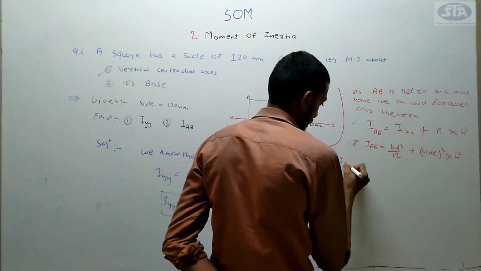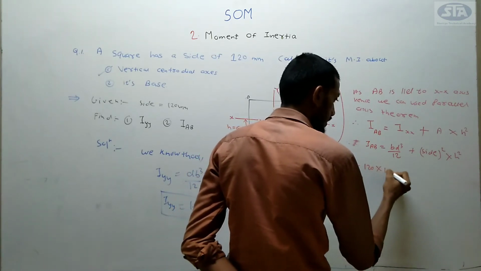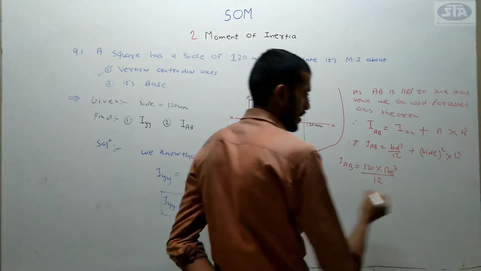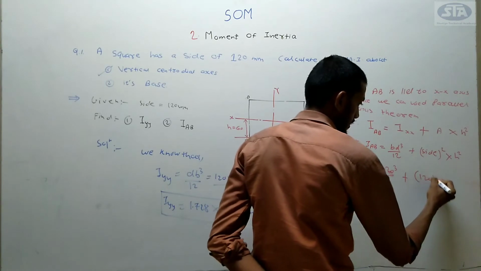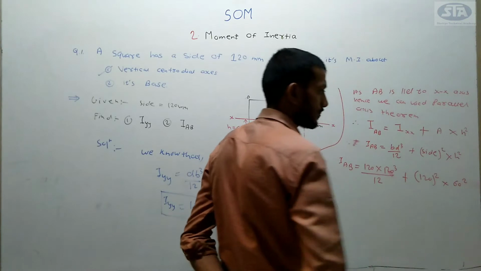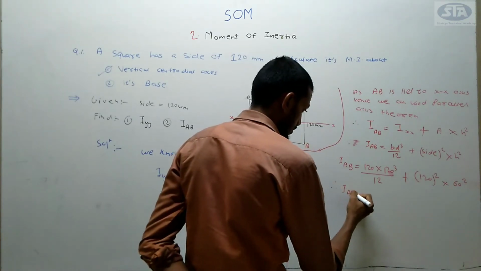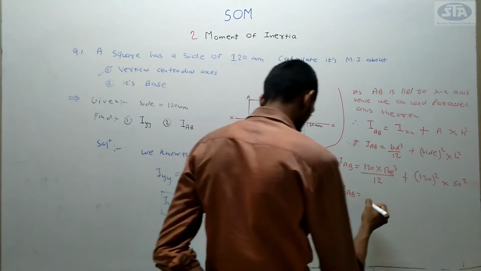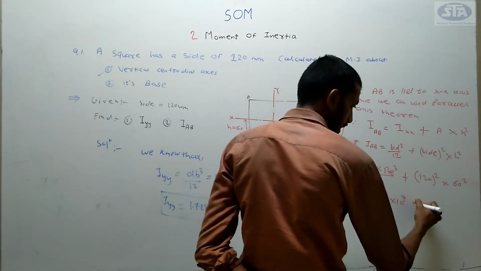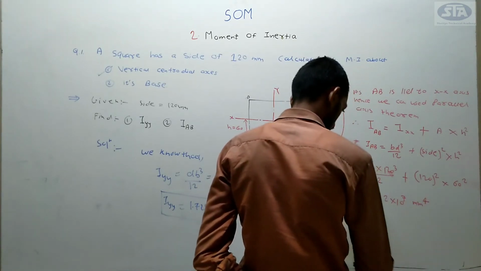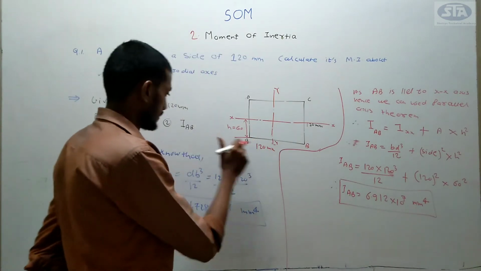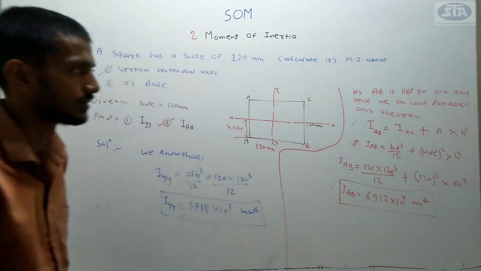So moment of inertia about AB is equal to B, which is 120, D is also 120, cube, whole divided by 12, plus side, which is 120 square, into h, which is 60 square. Now calculate all these terms. You will get moment of inertia about AB equal to 6.912 into 10 raised to 7, unit mm raised to 4. So this is the moment of inertia about the base AB. Our second approach is also completed.